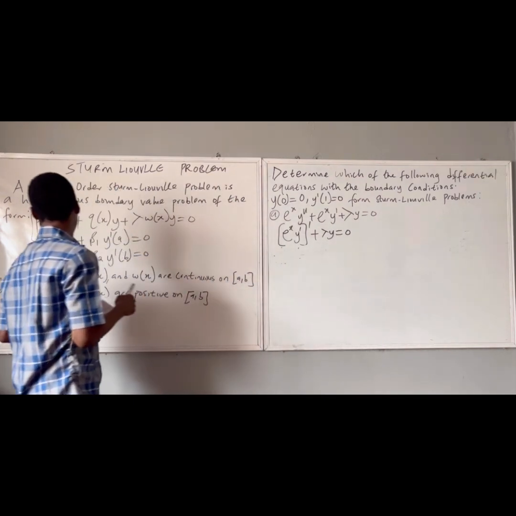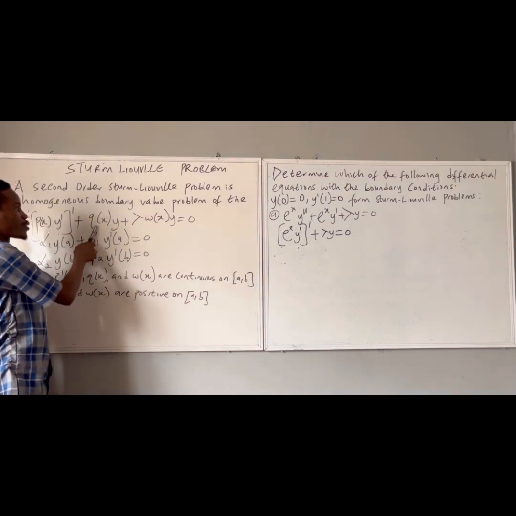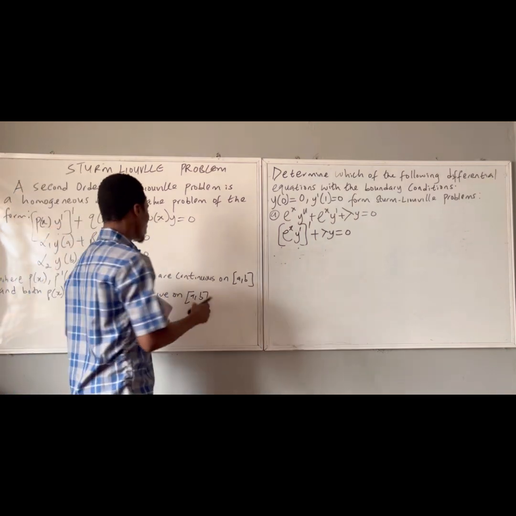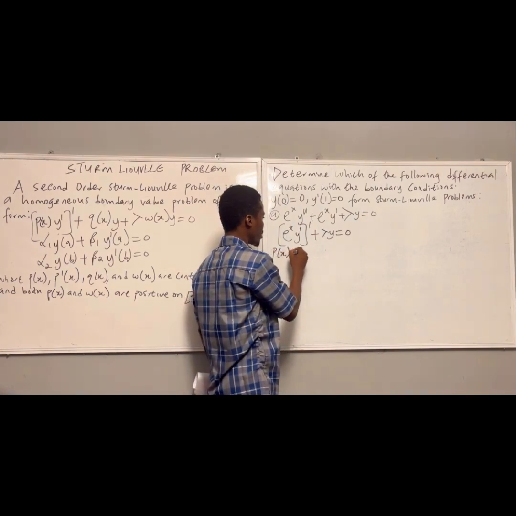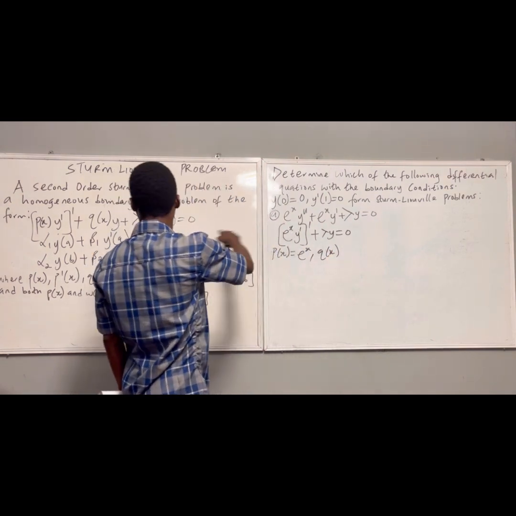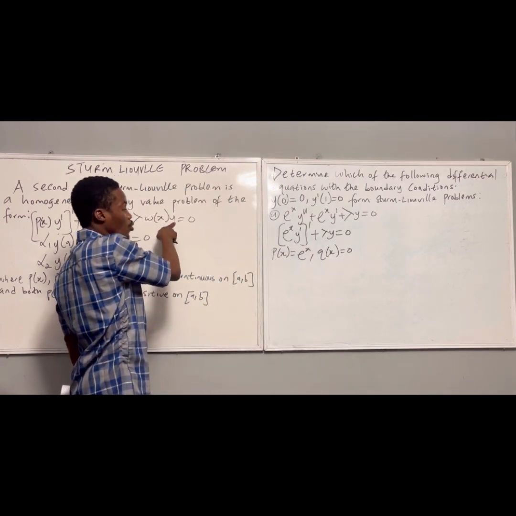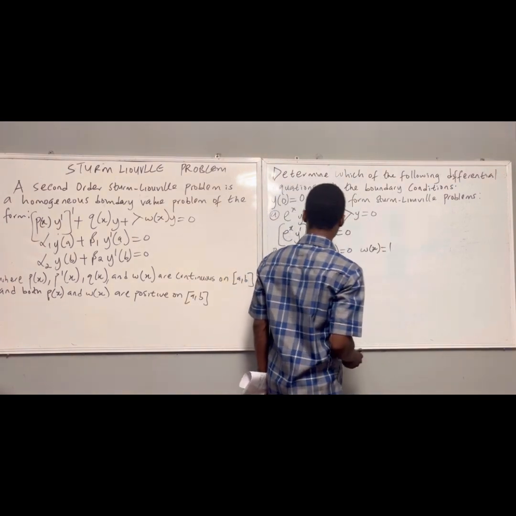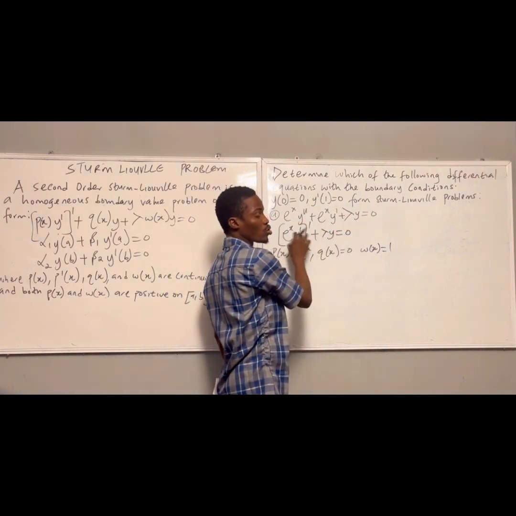Remember that the coefficient of y double prime is p of x, the coefficient of y is q of x, and the coefficient of lambda y is w of x. So what is p of x here? Our p of x here is e to the x. What's our q of x? It is the coefficient of y. We don't have it here. Then our w of x is the coefficient of lambda y, which is 1. So you can see that we have p of x equal to e to the x, and this forms a Sturm Liouville problem.